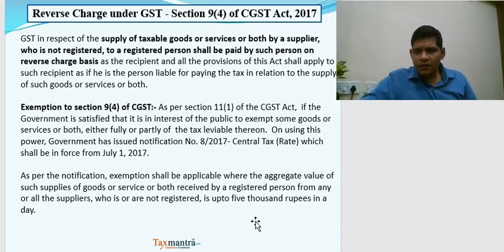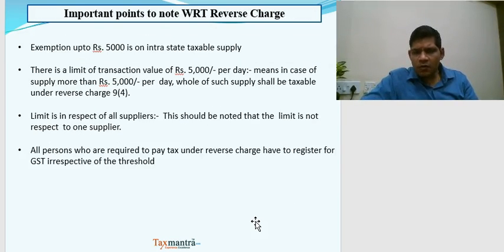So section 9.4 is basically when the recipient is registered and the supplier is unregistered. So some of the points which I want to focus on now. This exemption is only up to 5,000 per day, and this exemption is only in case of intrastate. In case of interstate, even though those situations will not arise in many scenarios, because in case of interstate anyways the supplier needs to be registered.